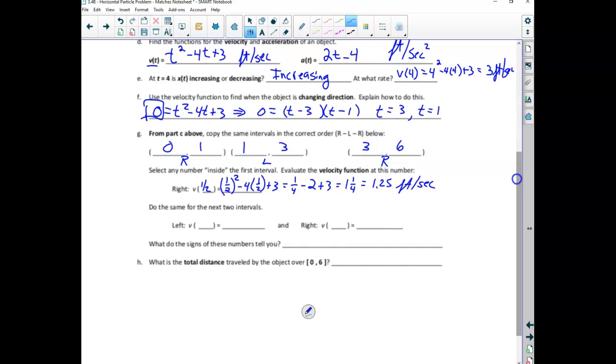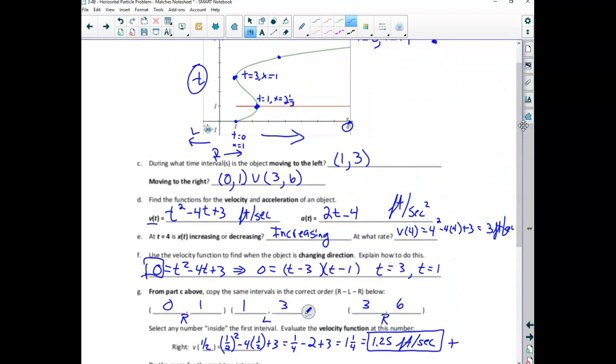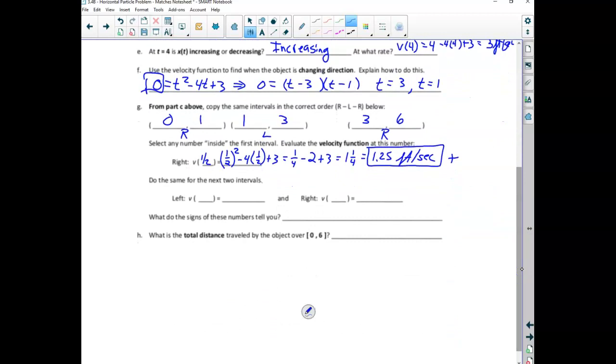More importantly, is my velocity positive or negative? I can see this velocity is positive. When my velocity is positive, what's the direction I'm moving? I'm moving to the right, or towards positive numbers. Let's pick a number within the interval from 1 to 3. Previous experience tells me everybody's going to pick 2. 2 squared is 4, minus 4 times 2 is minus 8, plus 3. That gives me -1 feet per second.